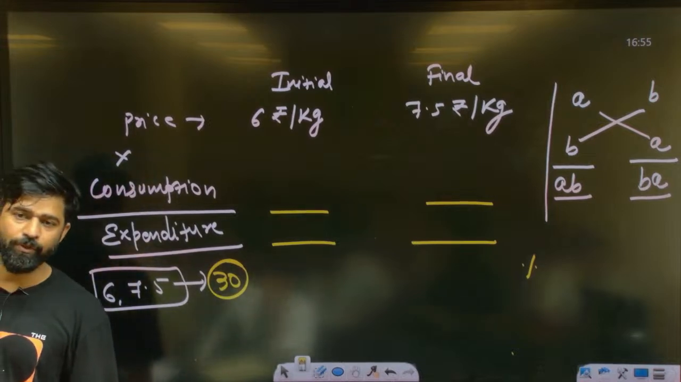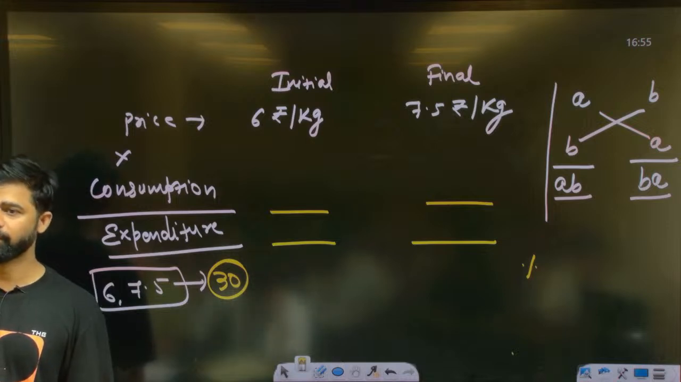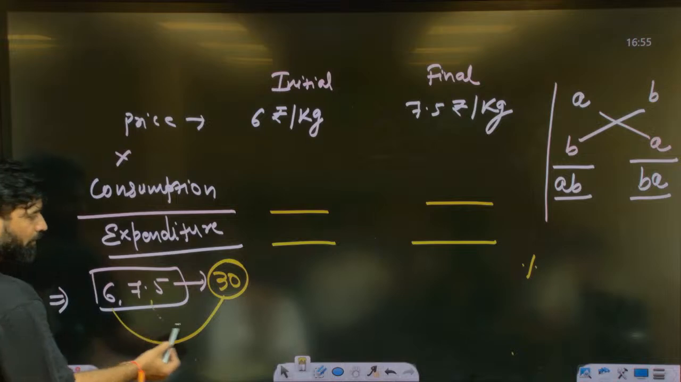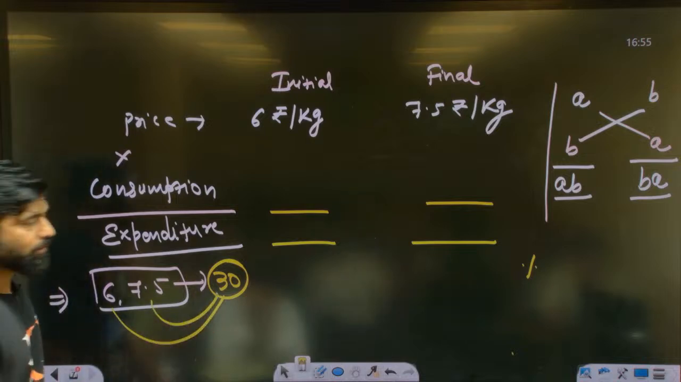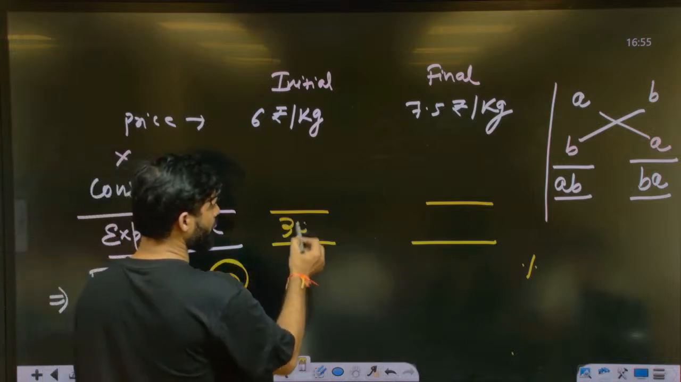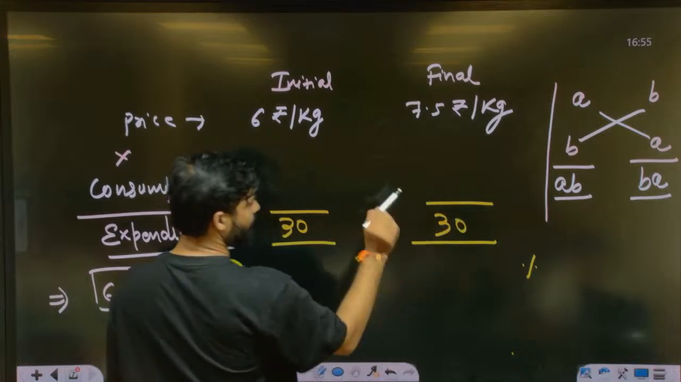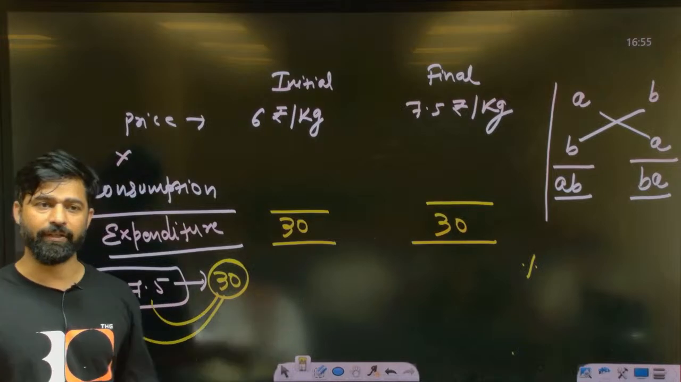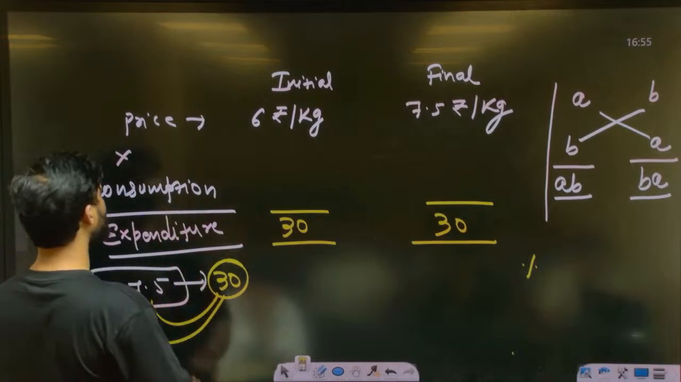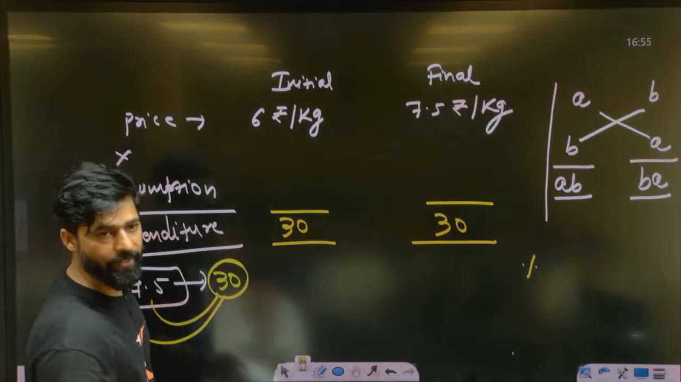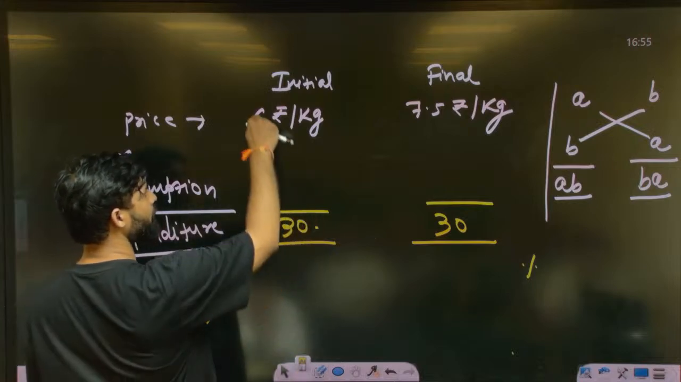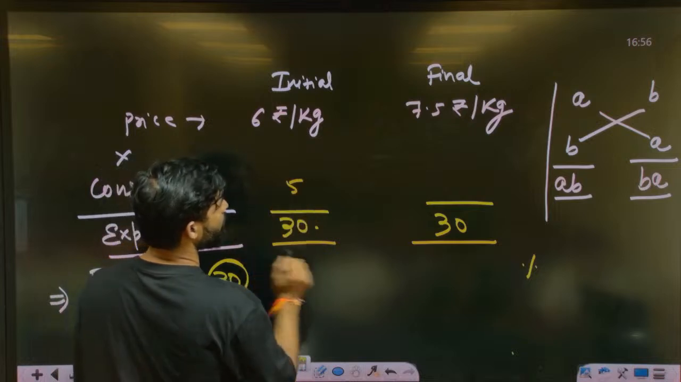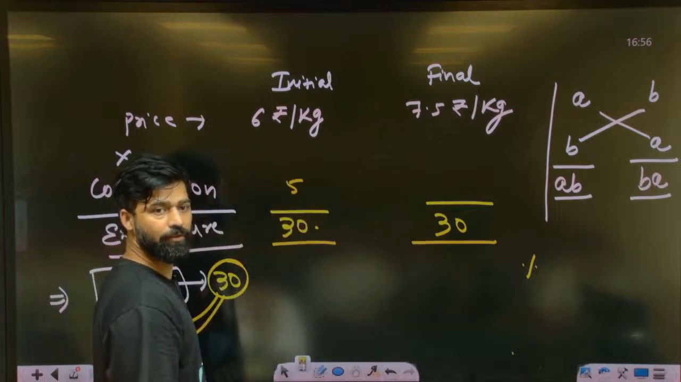LCM is the lowest common multiple of any numbers. So 30 is divisible by 6 and 7.5 also. So I can take that expenditure is 30 and now the expenditure must be 30 for both the cases because he is not changing the expenditure. And if I find out the consumption for the first case, I have to divide that 30 by 6. What will I get? 5. Very good. And in this case, we will get 4.